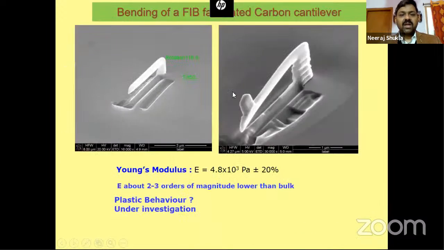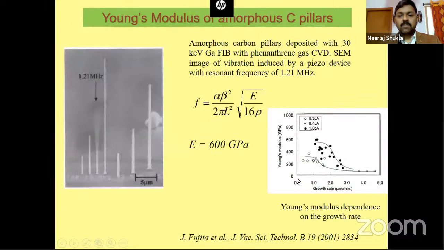And these are some of the bending of the cantilever. I'll just show you that. This is the cantilever before loading, and this is after loading. You can clearly see the bending of this thing, and you can calculate the Young's modulus, and that was 4.8 10 power 3 Pascal.